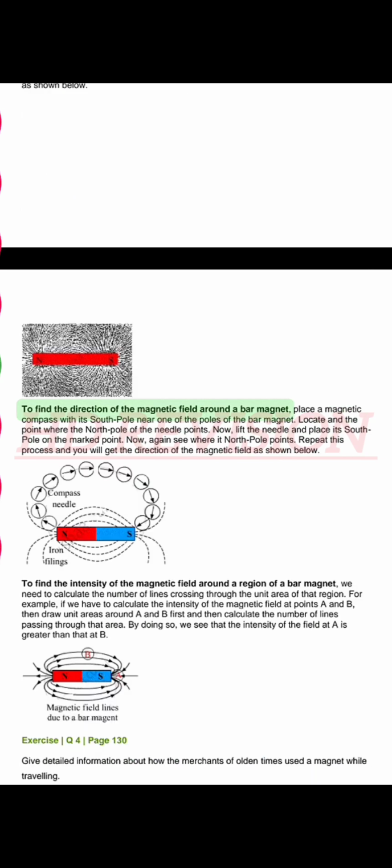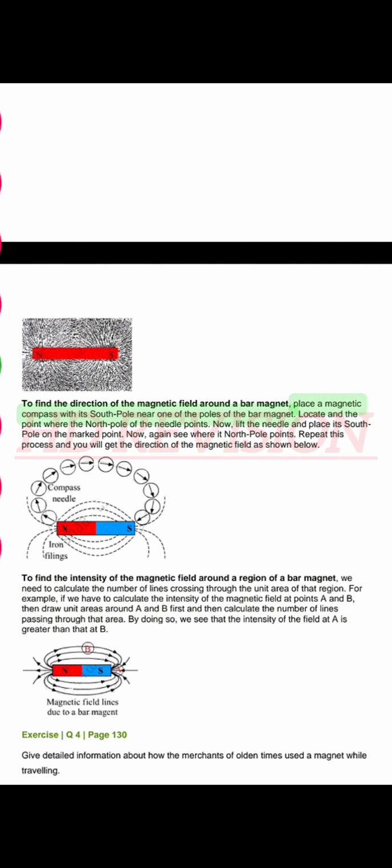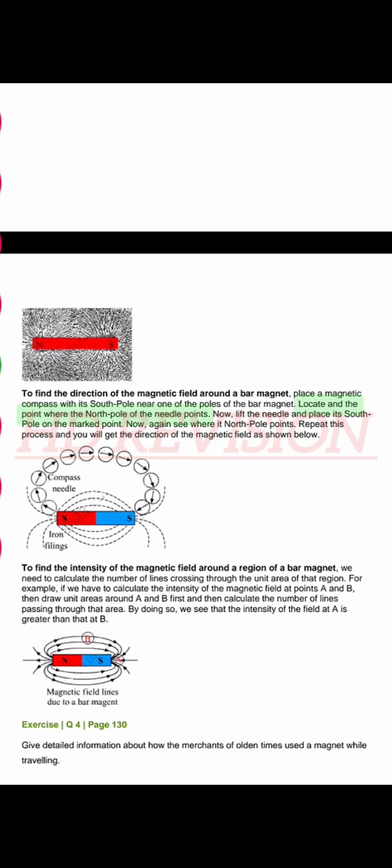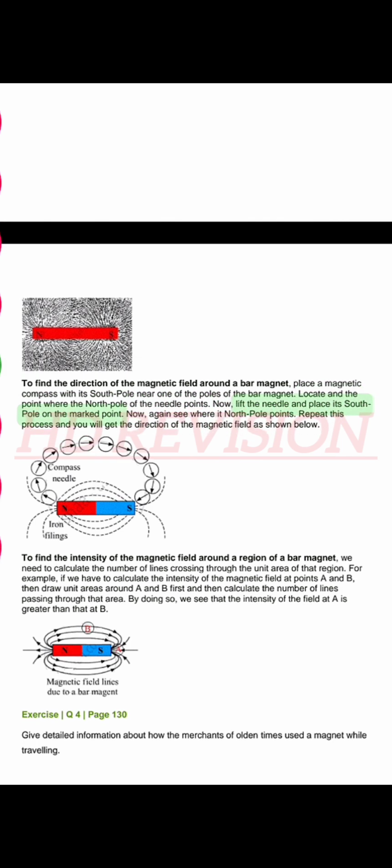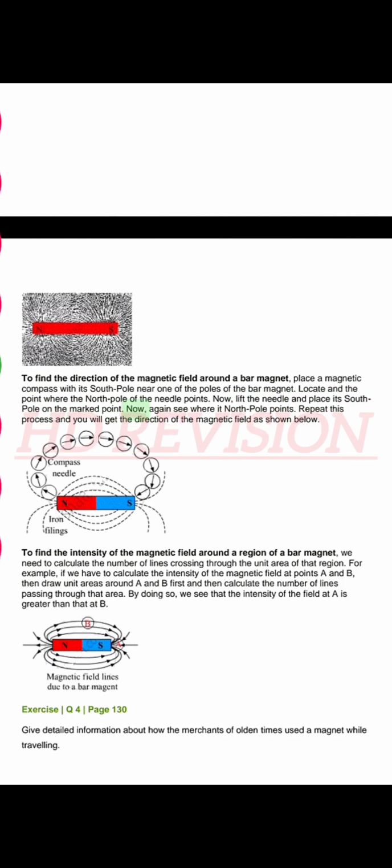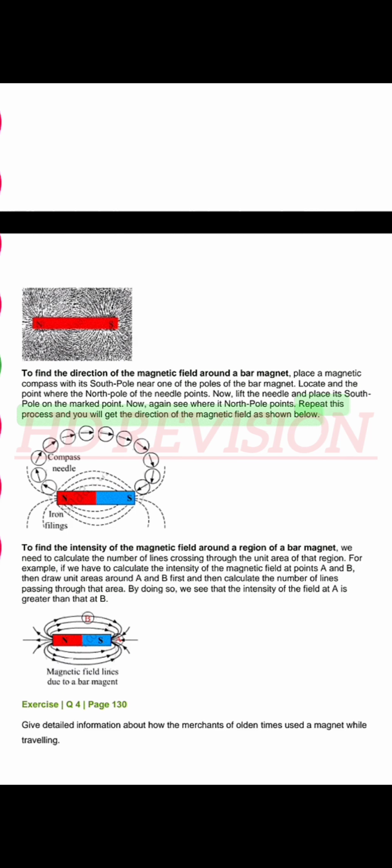To find the direction of the magnetic field around a bar magnet, place a magnetic compass with its south pole near one of the poles of the bar magnet. Locate the point where the north pole of the needle points. Now, lift the needle and place its south pole on the marked point. Now, again see where its north pole points. Repeat this process and you will get the direction of the magnetic field as shown below.